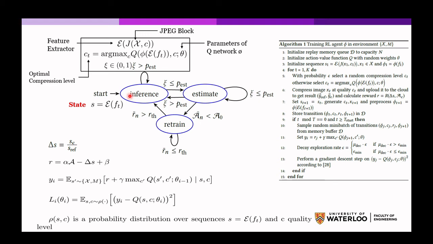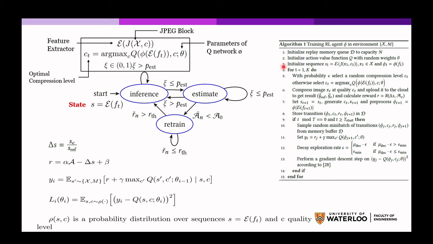To keep stable performance even while the input sensory changes, for example from day to night, from indoor to outdoor, the agent will occasionally switch to estimation state with probability P estimate, and meanwhile remains in the inference state with probability 1 minus P estimate. Here it's obvious in the first two steps of the algorithm.